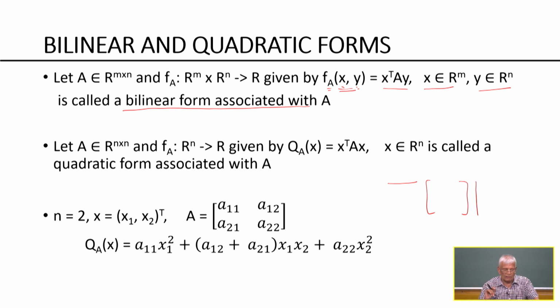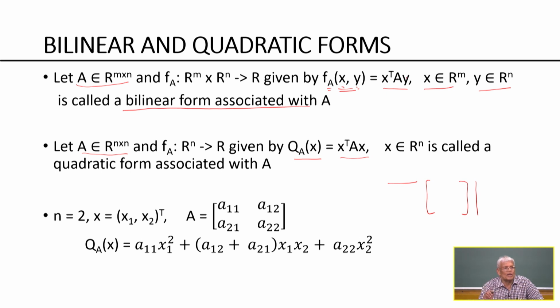Bilinear form. Now I specialize. A is n by n, f_A from R^n to R. So I am now going to define Q subscript A of x, which is x transpose A x. With me? Do you see the difference between the two? A is square. I am going to replace y with x. So instead of x transpose A y, I got x transpose A x.